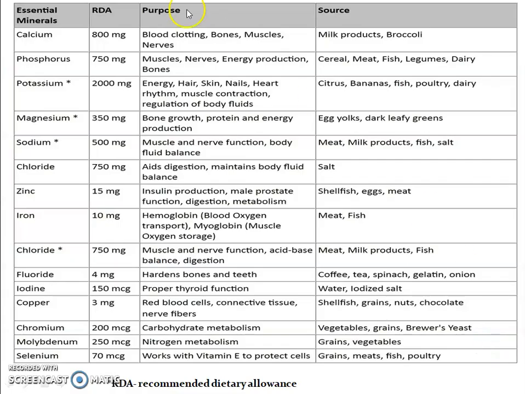So these are some essential minerals with their RDA, recommended dietary allowance, and then purpose and sources. So we have calcium, phosphorus, potassium, magnesium, sodium, chloride, zinc, iron, chloride, fluoride, iodine, copper, chromium, molybdenum, selenium. So that we have already covered.